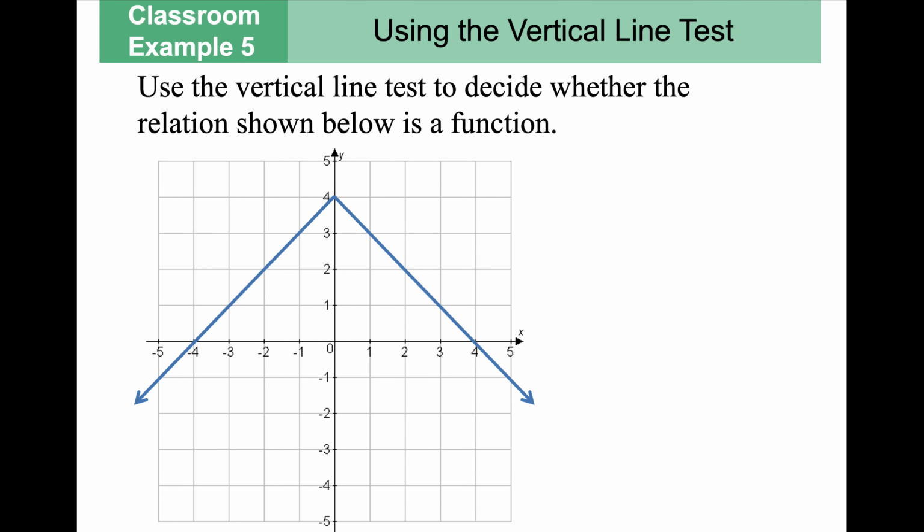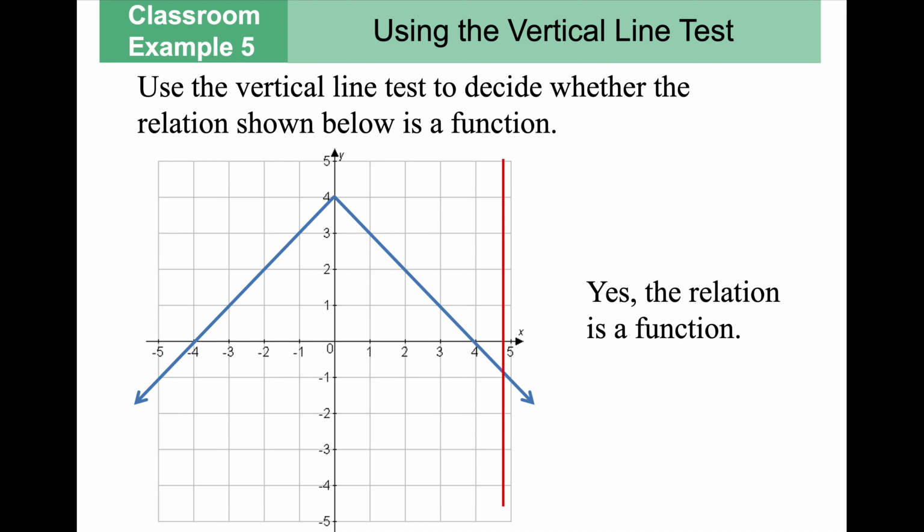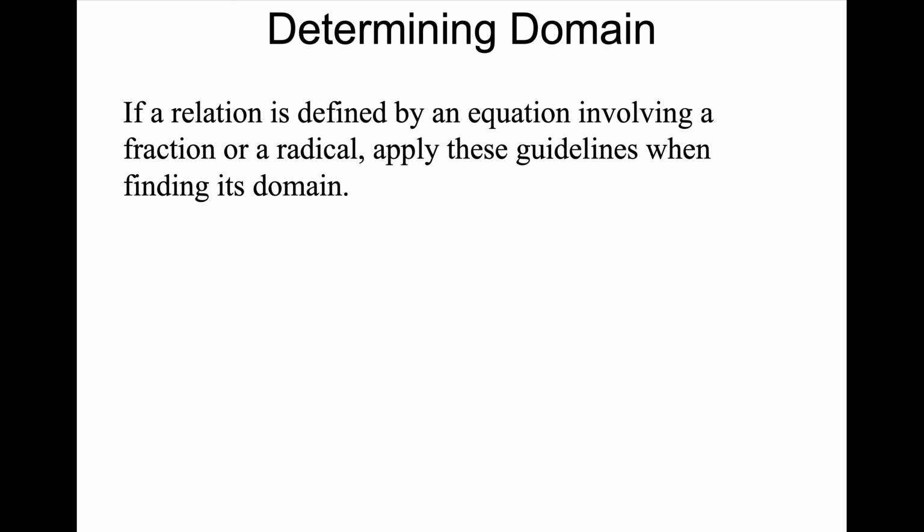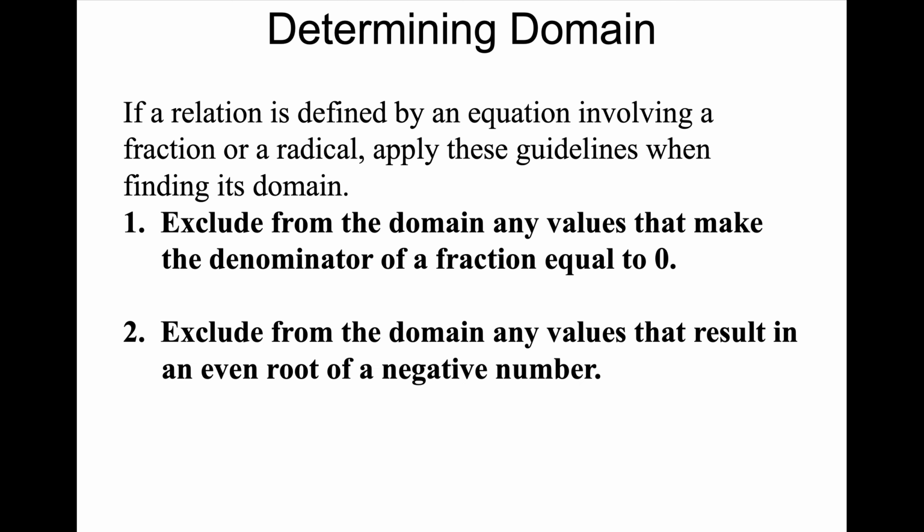So if I use the vertical line test, no matter where I draw that vertical line, it's always going to touch one time. So you saw that animation? I'm drawing it all throughout the graph. It only touches once. So yes, it's going to be a function. A relation would be anytime it fails to pass that vertical line test.